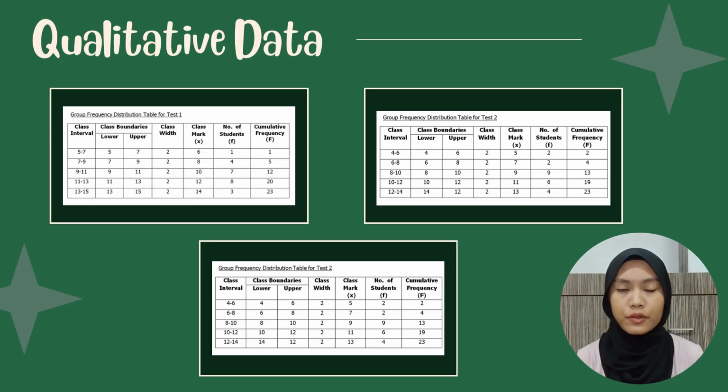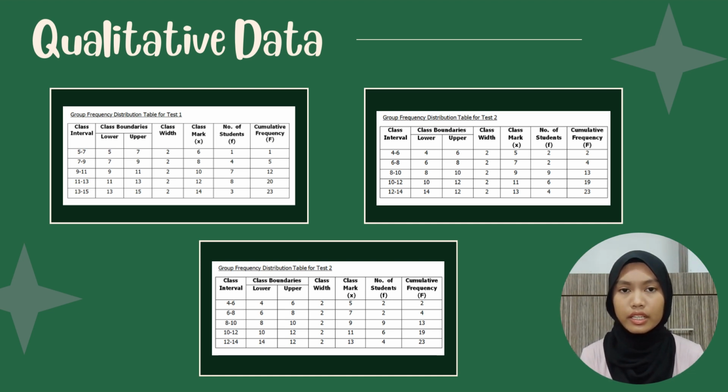Group frequency distribution for test 1. For example, we want to calculate the lower class boundary. For the lower class boundary, we need to add the lower class limit, which is 7, to the previous upper class limit, which is 7. Then, we need to divide them by 2. For class width, we need to subtract the lower class boundary from the upper class boundary to get the total.